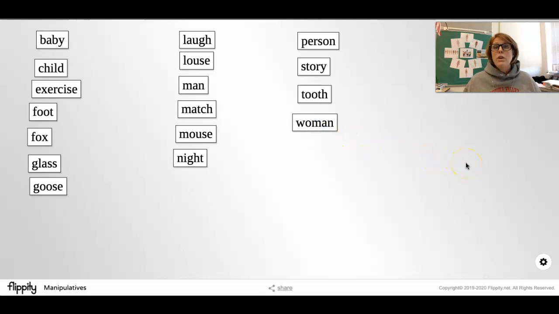So boys and girls, you are going to do a Flippity very similar to this using the plural forms of our spelling words that you already took the test on, but we can still practice with them doing this alphabetical order. You're going to submit a screenshot of your Flippity with the plural forms of these words when you're finished.